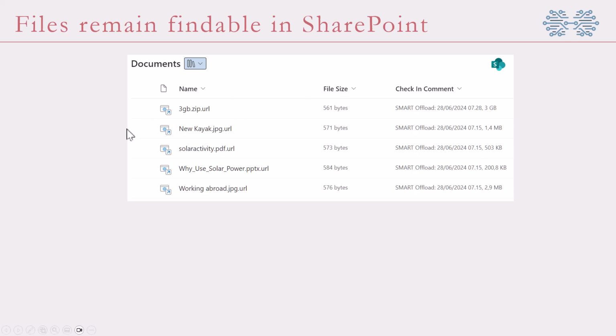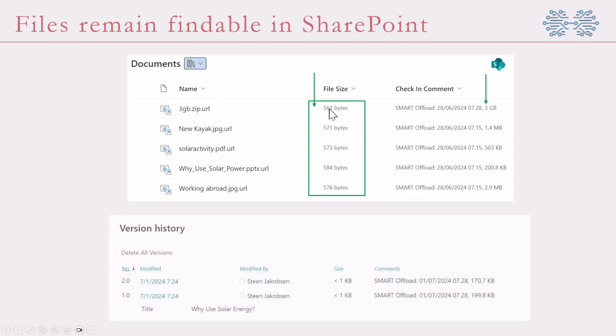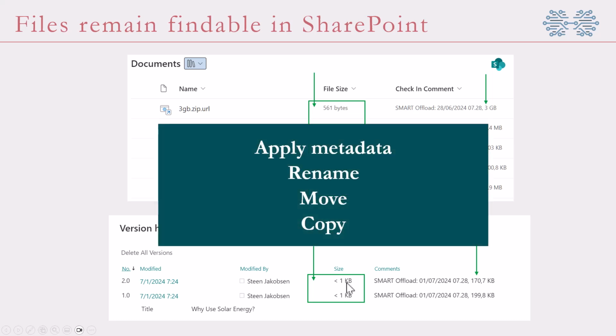As you can see, the files here have been offloaded, and the size of the file is very, very small. You can see in the comment that originally this file was 3 gigabytes and is now 561 bytes. Also, the version history gets offloaded, and you can see the size of each version is less than 1K. While the files are in SharePoint, you can use all the standard methods of organizing and managing your files. You can apply metadata, you can rename them, move them around, copy them, and so on and so forth.